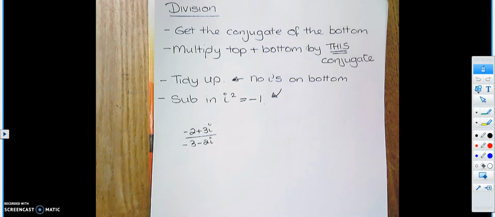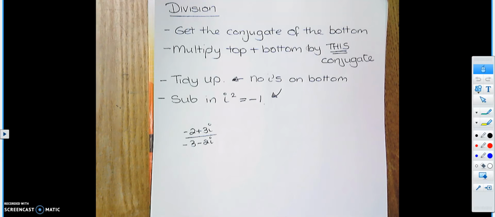Okay, final thing for complex numbers is division. In terms of division, your steps for getting division in complex numbers is you have to get the conjugate of the bottom. So if you remember back what the conjugate is, that means you have to change the sign of the i part. Then multiply the top and the bottom by this conjugate. So you are not getting the conjugate of the top and the conjugate of the bottom. You're only multiplying by the conjugate of the bottom.